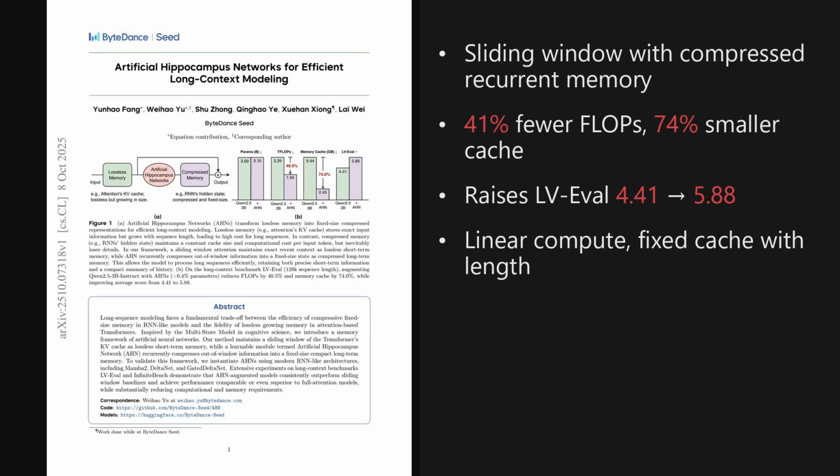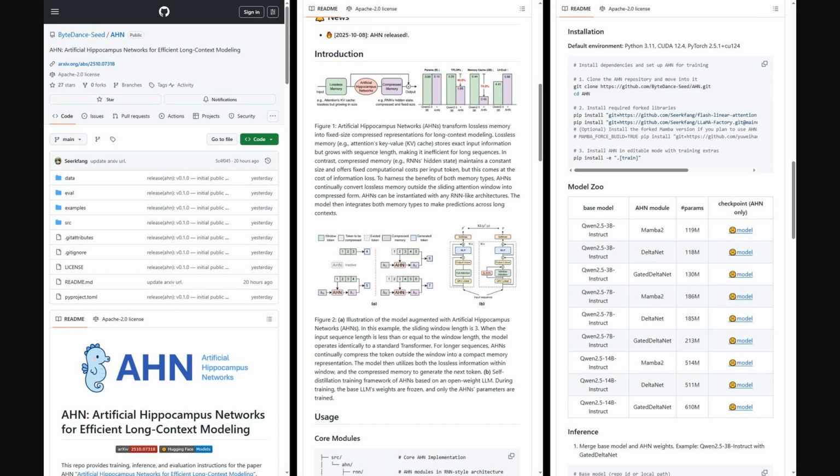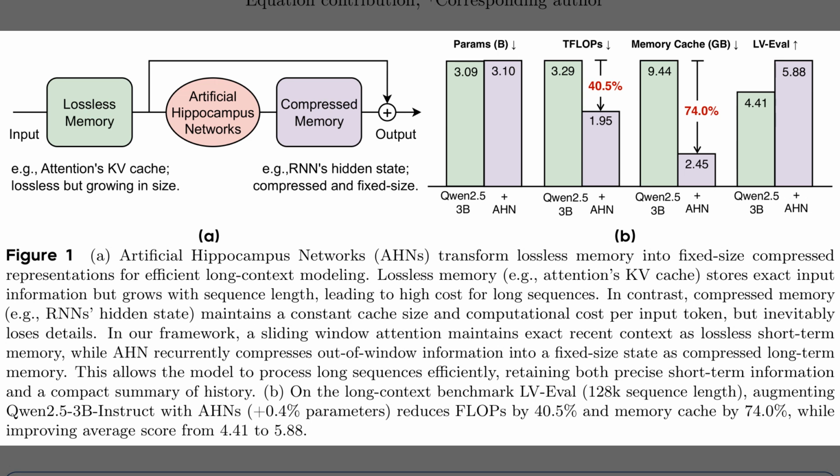In brief, this paper blends sliding window attention with a compact recurrent memory trained by self-distillation to rival full attention at long context. Also, the authors shared a GitHub repo. It includes core AHN implementations under SRC for RNN-style modules and transformer backbones, example and eval folders, and scripts to install, merge AHN weights into QN 2.5 models, run inference, and launch training. You will also find AHN checkpoints for Mamba 2, DeltaNet, and GatedDeltaNet. Alright, those code resources sounded practical for trying the models.